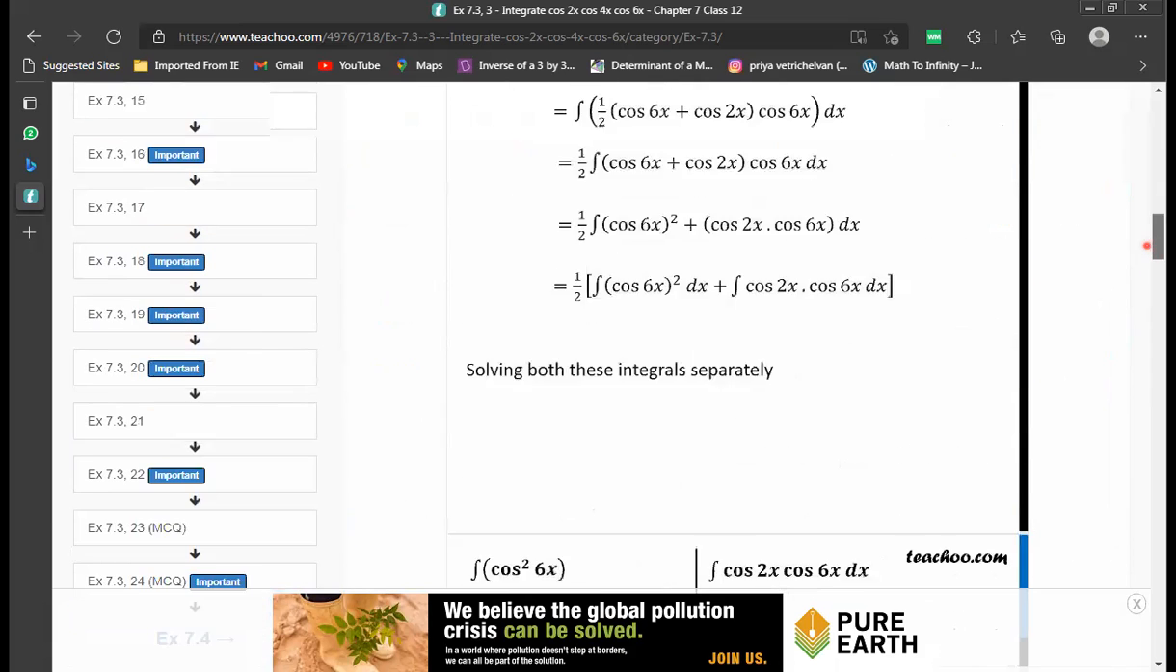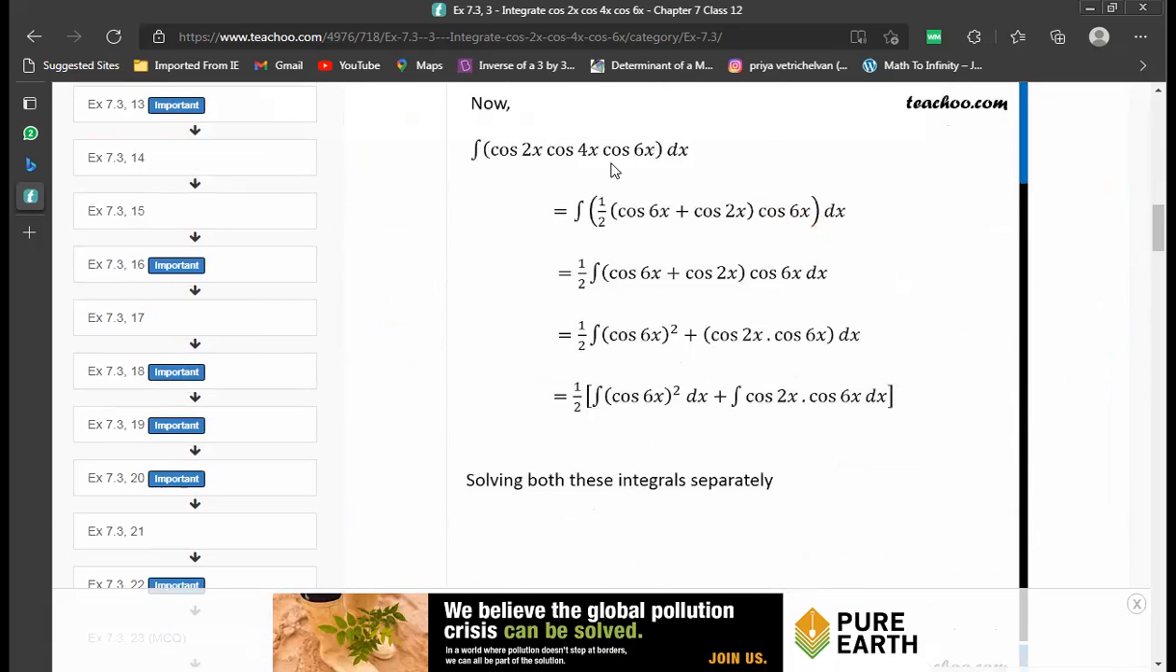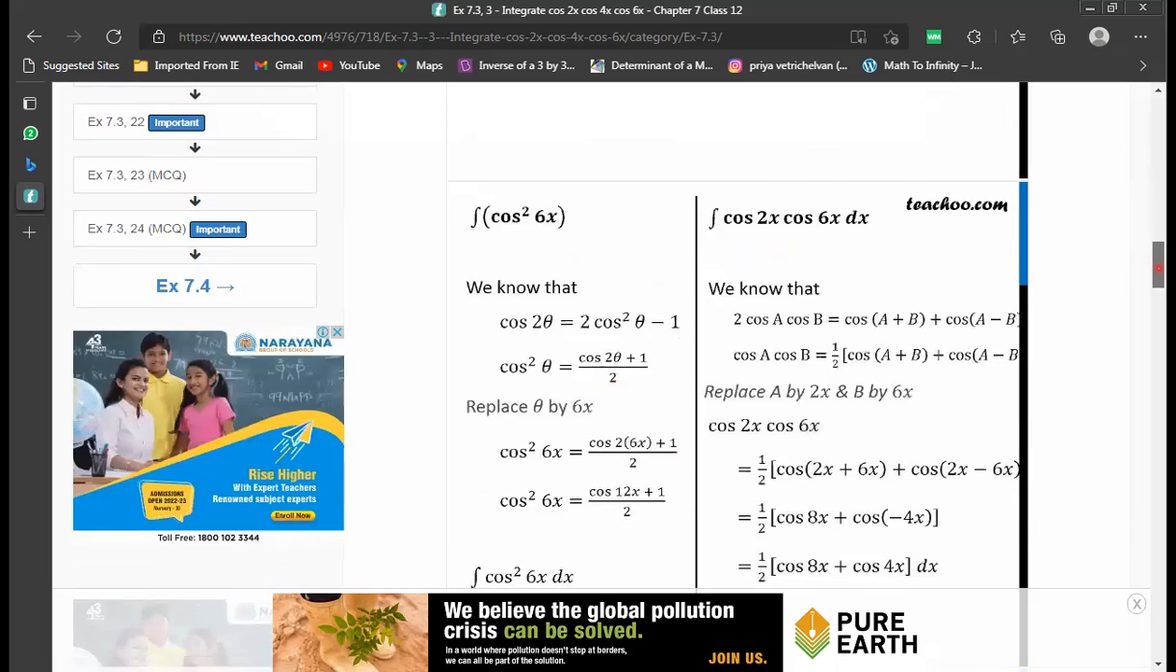So now we can include that. Take the cos 6x inside and multiply with these two terms. Cos 6x into cos 6x can be written as cos 6x the whole square. Cos 2x into cos 6x can be written as cos 2x into cos 6x. Again, we are going to consider this expression as two individual integrals and solve it separately. Let's solve cos 6x the whole square.